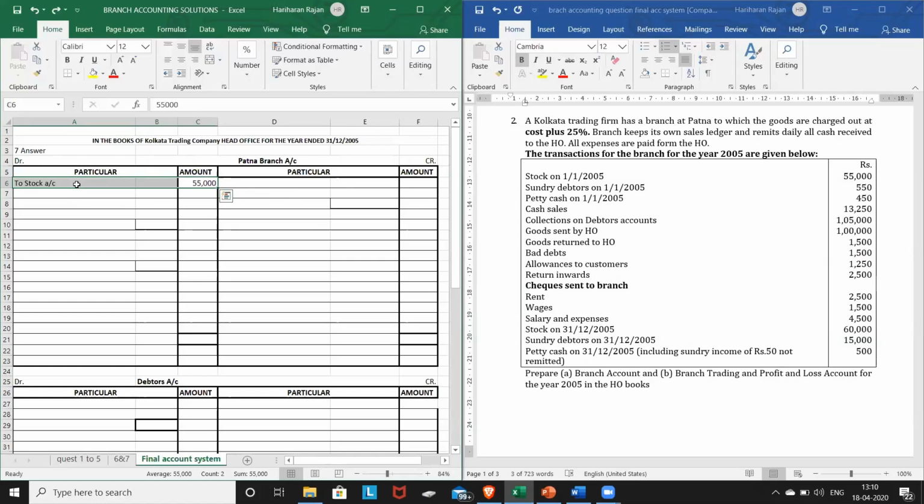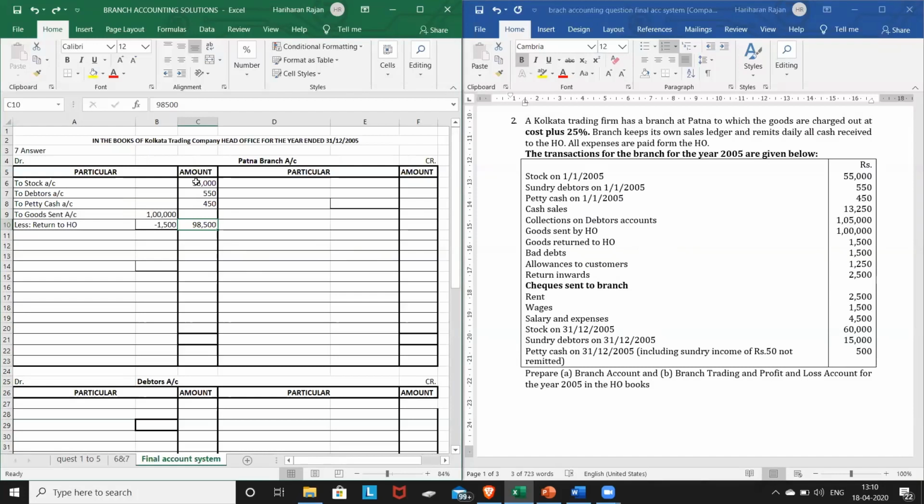So opening stock is 55,000. Debtors and petty cash are 550 and 450. So what is the next one? Goods sent by head office. And there is a goods returned to head office 1,500. Both I will consider and find out what is the final amount, that is 98,500.